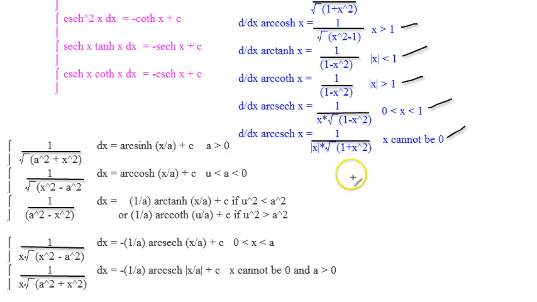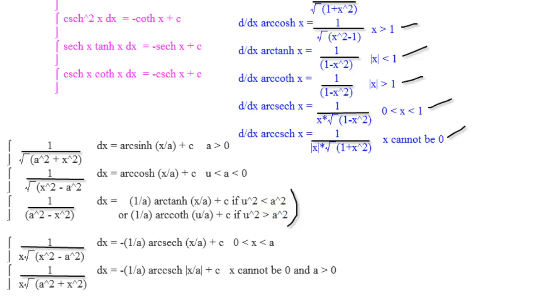As you can see, they're similar, but not exactly like the integrals of the inverse functions. Now here's a unique one right here. I'm just going to point it out. This could actually be one of two things. The integral could be 1 over a times the arctanh of x over a if u squared is less than a squared.